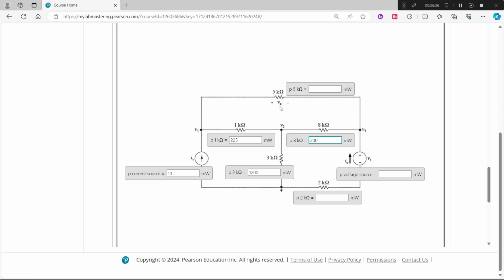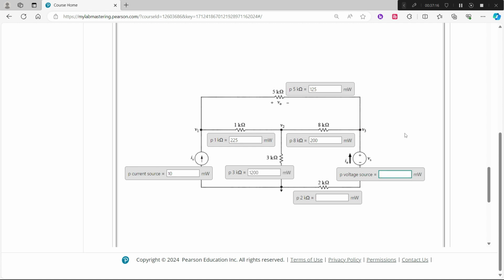Depends on which way you go. V1 minus V3. Yeah, we'll do the sign convention for this one. 75 minus 100, it's negative 25. But negative 25 squared is positive. So when you're squaring it, no matter what, it's positive. Okay, that's cool. I forget that we're squaring it. It'll be 125 here.